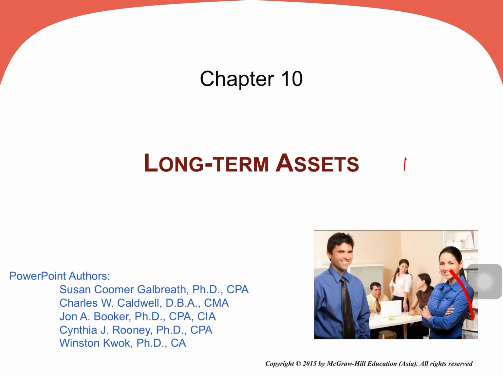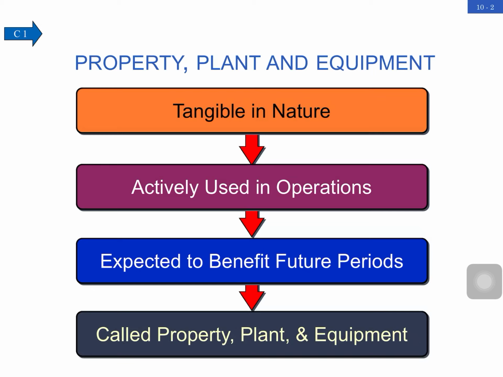Okay, this is chapter 10, which is about long-term assets. The short-term assets were covered in previous chapters. Examples of short-term assets are cash, accounts receivable, inventory, and so on. So in this chapter, we're going to talk about long-term assets. There are many types of long-term assets, such as PPE and other intangible assets. But firstly, we're going to talk about PPE.